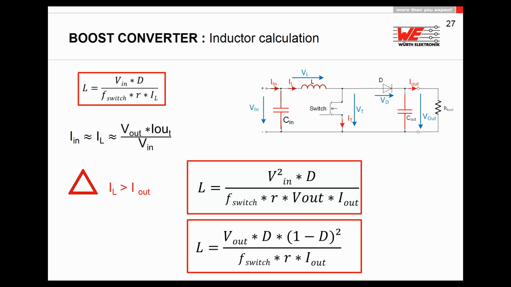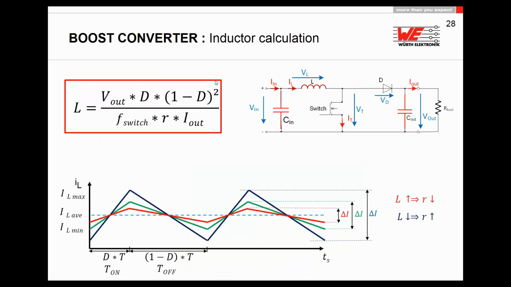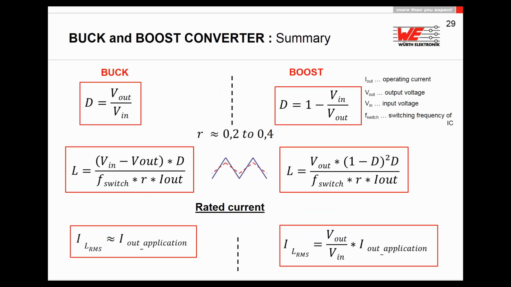Now, if you consider this inductance current, it means the inductance current will always be higher than the output current of your DC-DC converter. Again, with the simplified formula, you can calculate the inductance value for your DC-DC converter, and the same rule applies: smaller inductance means much higher ripple, higher inductance value means smaller ripple current. A good approach for ripple current, I would say, is something between 20% minimum and 40% maximum. It's a good target for building a DC-DC converter.